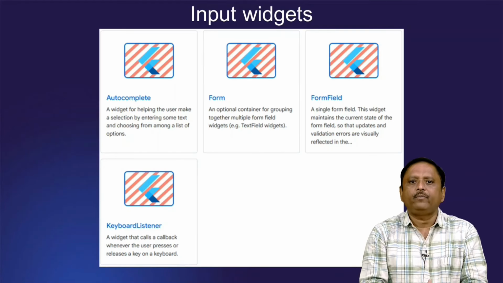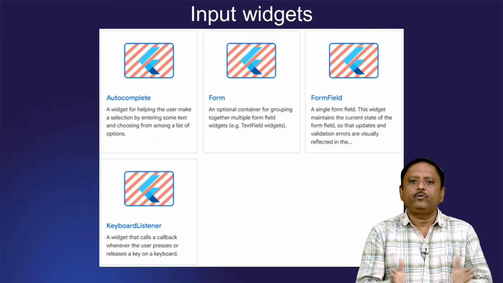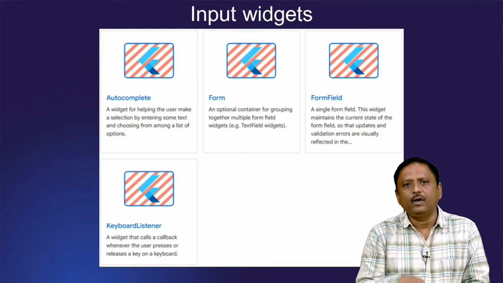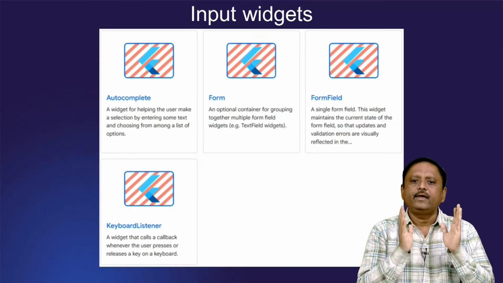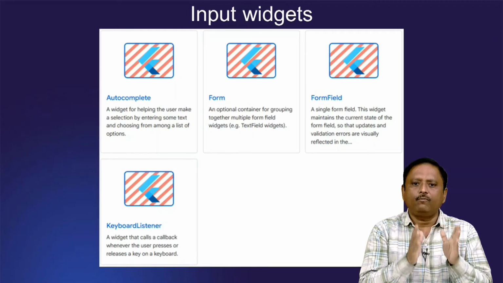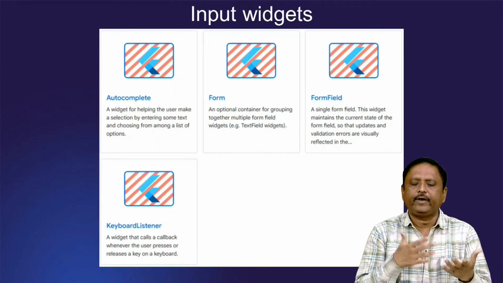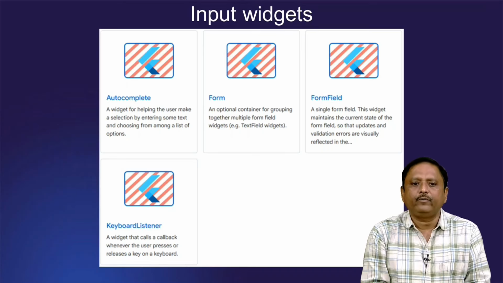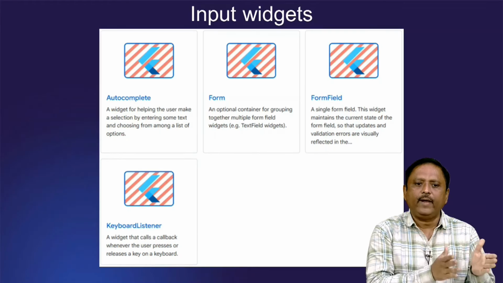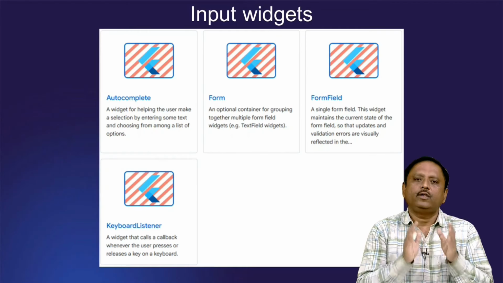Another type of input widget is form, which is an optional container for grouping together multiple form field widgets like text field widgets. Another is form field, which is a single form field. These widgets maintain the current state of the form field so that updates and validation errors are visually reflected. Another type of input widget is keyboard listener, which is a widget that calls a callback whenever the user presses or releases a key on the keyboard.